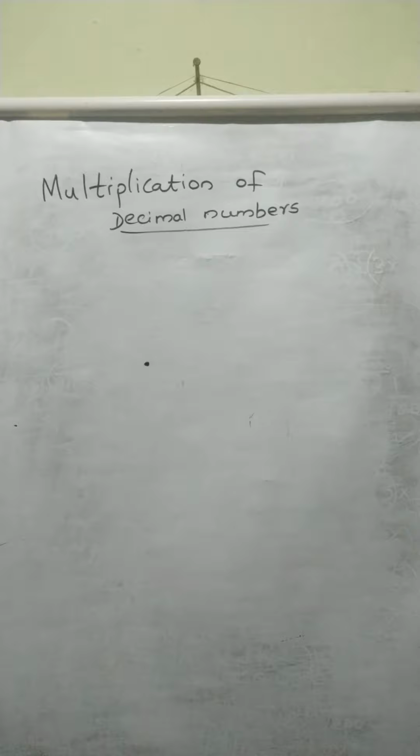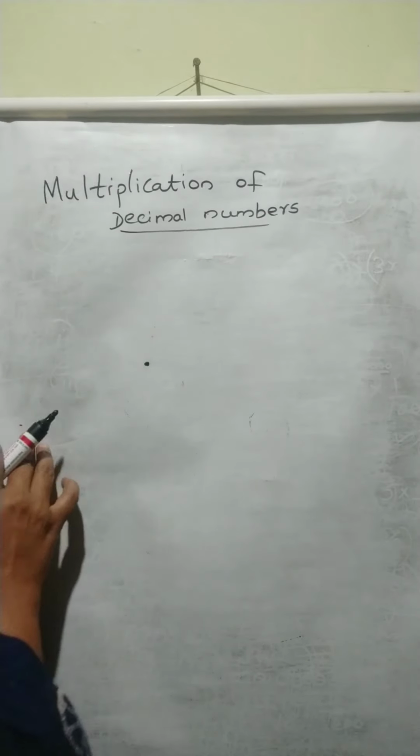Now we are going to study multiplication of decimal numbers. Decimal numbers by a whole number, or two decimal numbers, or a whole number by a decimal number, etc. Then multiplying by 10, 100, 1000. Then if the last digits are zeros, how can we multiply? First we can study a whole number and a decimal number.